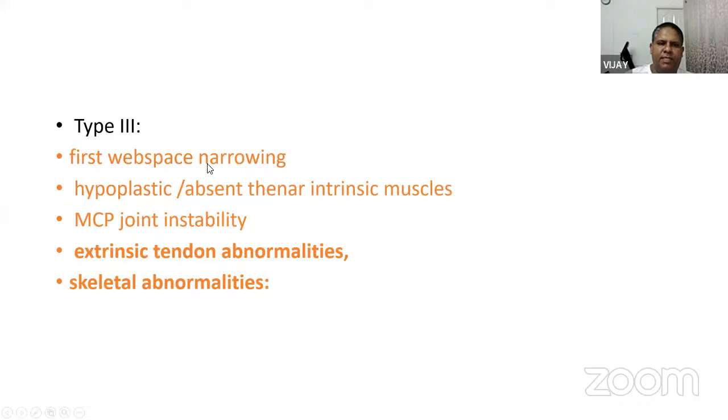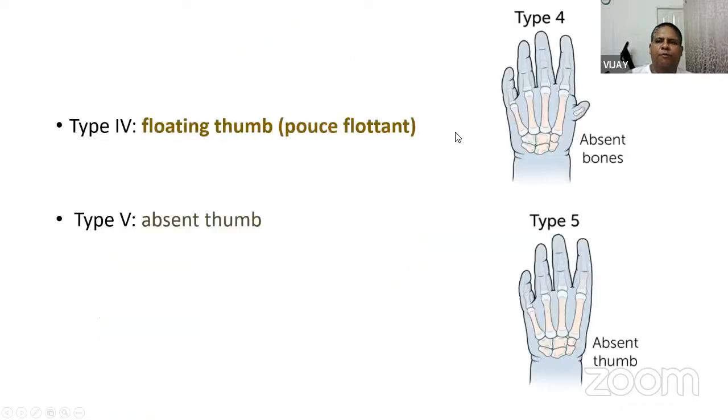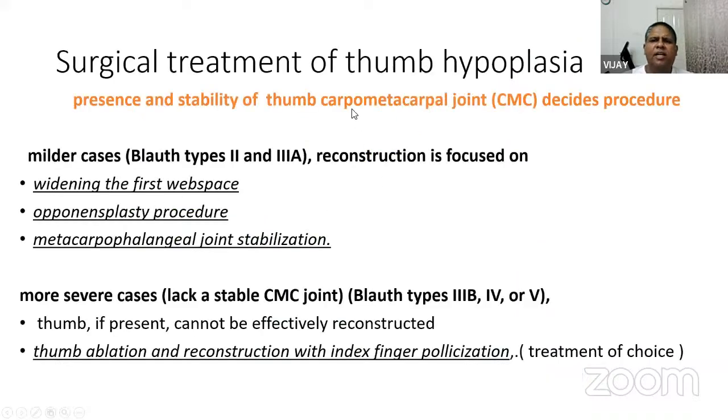Type 3 has first web space narrowing, hypoplastic thenar muscles and MCP instability, along with skeletal abnormalities and extrinsic tendon abnormalities. The skeletal abnormalities in type 3A are a stable CMC joint with a hypoplastic metacarpal, whereas in type 3B there is an unstable CMC joint and partial metacarpal aplasia. Type 4 is a floating thumb, also called pouce flottant, and type 5 is an absent thumb.